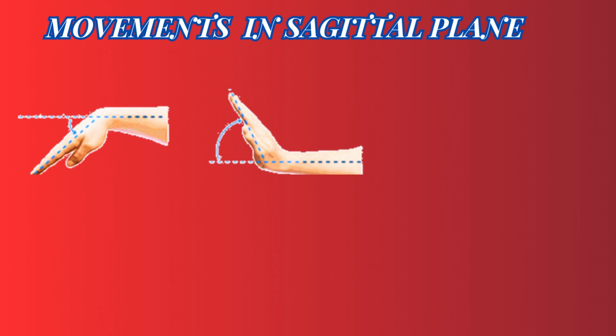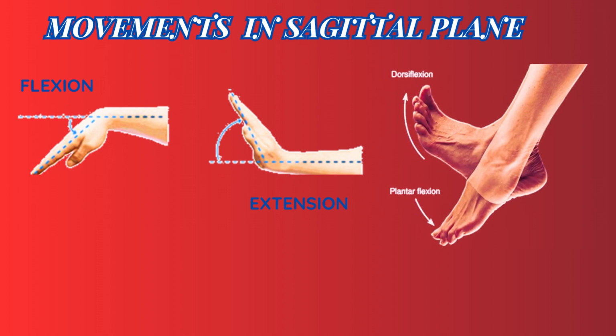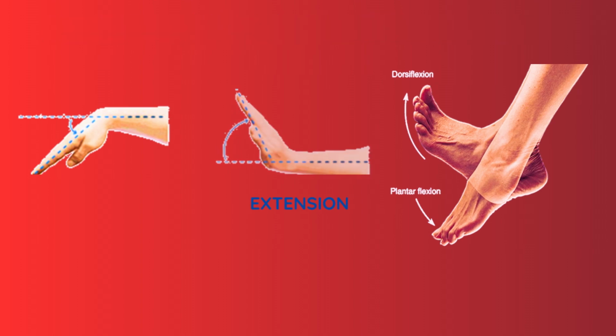Movements that occur in the sagittal, longitudinal, plane involve forward and backward movements. These include flexion, bending a limb to decrease the angle at a joint. Extension, movement that increases the angle at a joint. Dorsiflexion, bending the ankle so the top of the foot and your toes move toward your shin. Plantar flexion, bending the ankle so the foot pushes down and your toes point away.